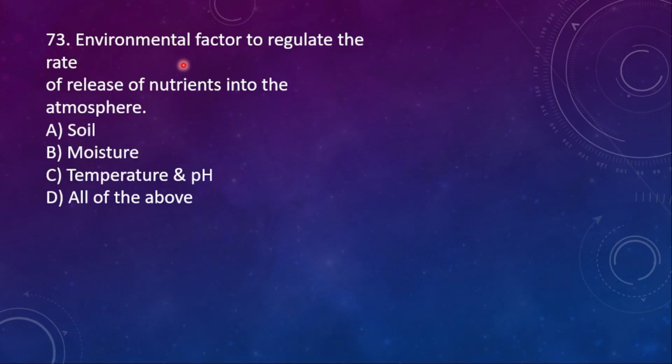73. Environmental factors that regulate the rate of release of nutrients into the atmosphere: A, soil, moisture, temperature, and pH. So D, all of these. Right option is D, all of these.